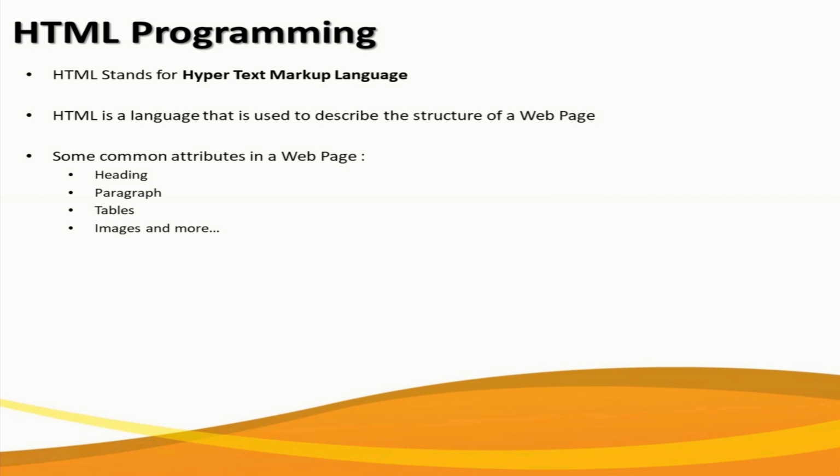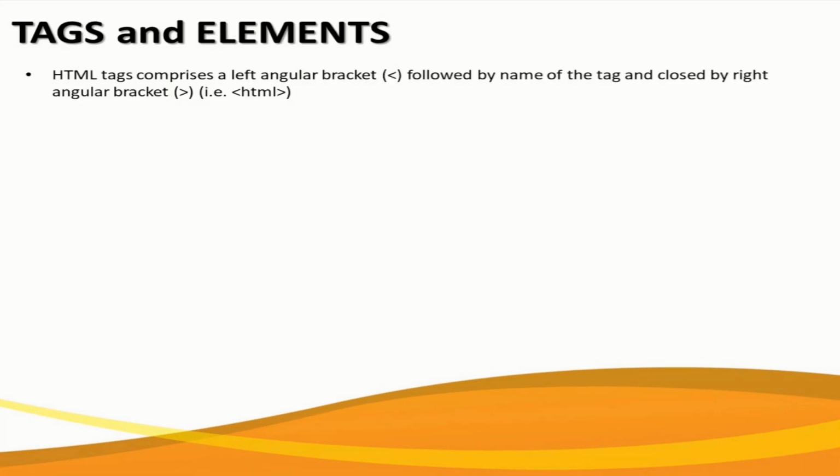Now the question is how to define these attributes. You can define these attributes using tags and elements. In the next slide, I will go into details about tags and elements. To create an HTML tag, first give a left angular bracket followed by some HTML predefined keyword. Then put a right angular bracket to complete that tag. If you look at the example, it starts with a left angular bracket followed by HTML, which is a predefined HTML keyword, and followed by a right angular bracket to complete that tag.